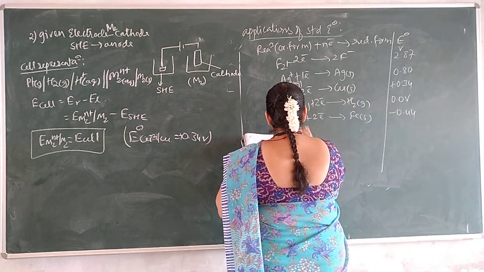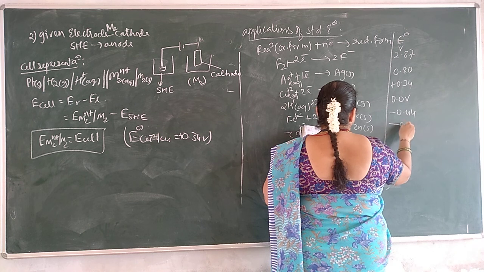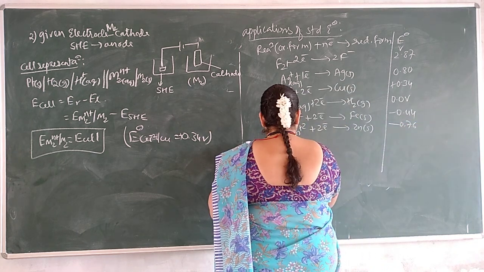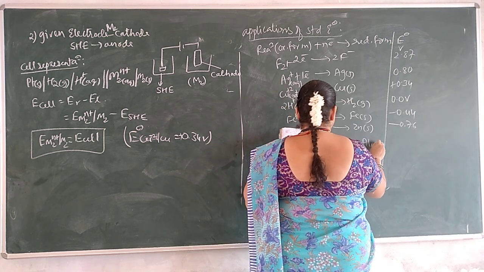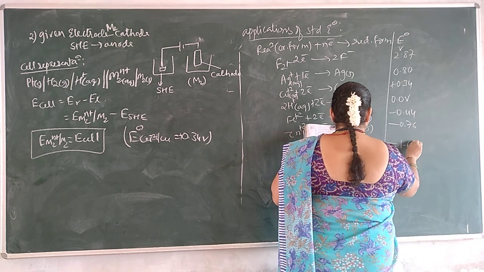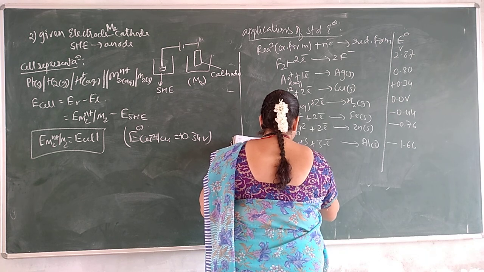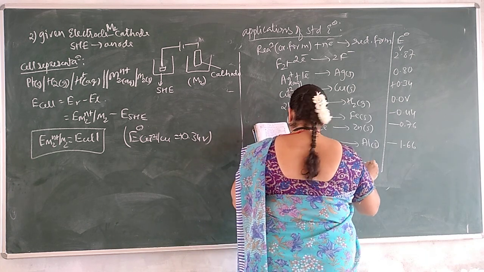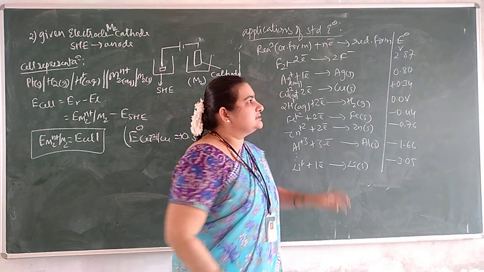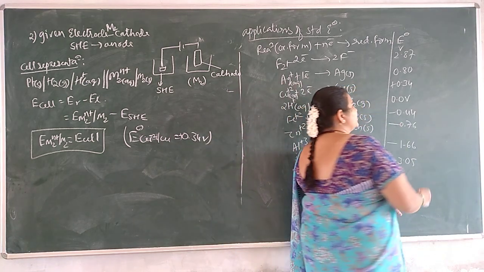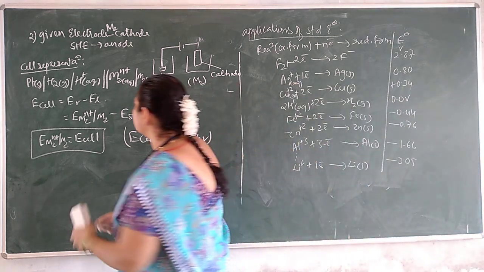Zn2 plus plus 2 electrons giving rise to Zn solid, minus 0.76. Then Al3 plus plus 3 electrons giving rise to Al solid, minus 1.66. Lastly, Li plus plus electron giving rise to Li solid, minus 3.05 volt. Here I have taken the decreasing order of electrode potential, that is, electrode potential of the element goes on decreasing.